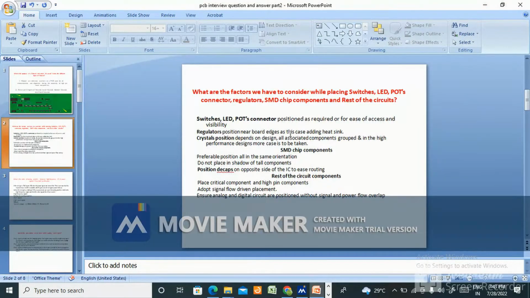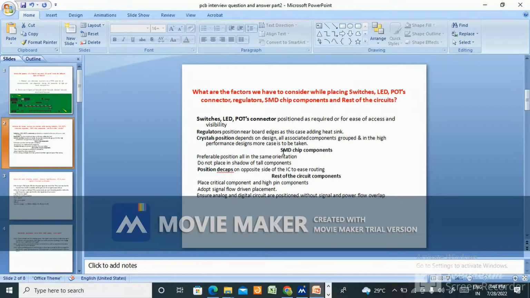So to avoid that, we need to place it near the board edge. Then crystal position depends on the design. All associated components are grouped, and in high performance designs more care is to be taken. Actually what we'll do, at placement time, first we need to group the circuit as per the schematic. We'll group and then we need to place it. Okay, so the crystal should be near, mainly it will be near to the IC only.